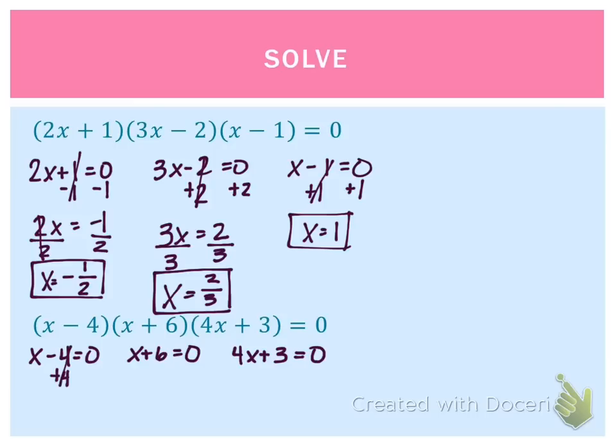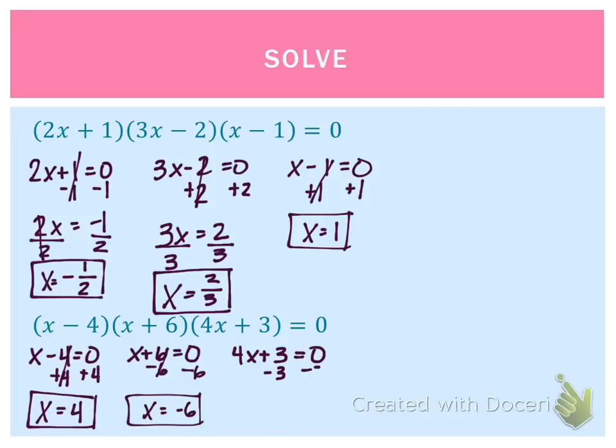Add 4 here. Add 4. X equals 4. Subtract 6. Subtract 6. X equals negative 6. Subtract 3. 4x equals negative 3. Divide by 4. X is equal to negative 3/4. These are my final answers. That's exactly how you solve polynomials already in factored form.